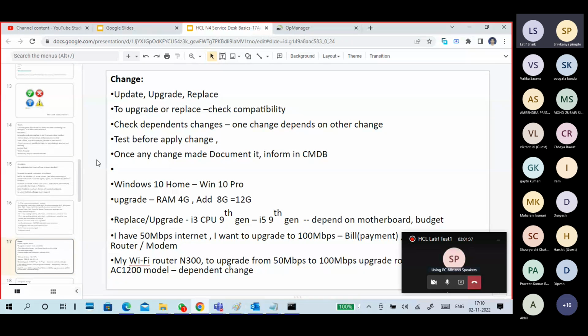Meaning, in the CMDB he has to say, I updated this version to this version, update completed by this time. He didn't inform anyone. So what happened the next day?